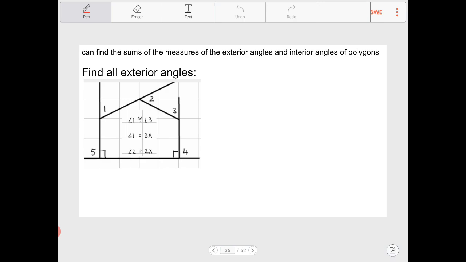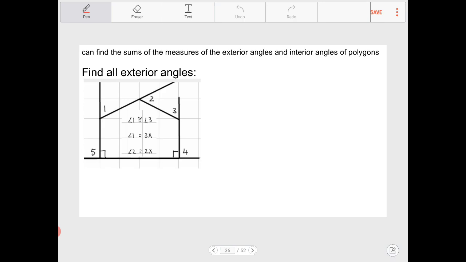All right, for this problem, we need to find all exterior angles. And there's some information here that's provided for you. That is, angle 1 is congruent to angle 3. Angle 1 is equal to 3x. And angle 2 is equal to 2x. Pause the video, see if you can figure this out.